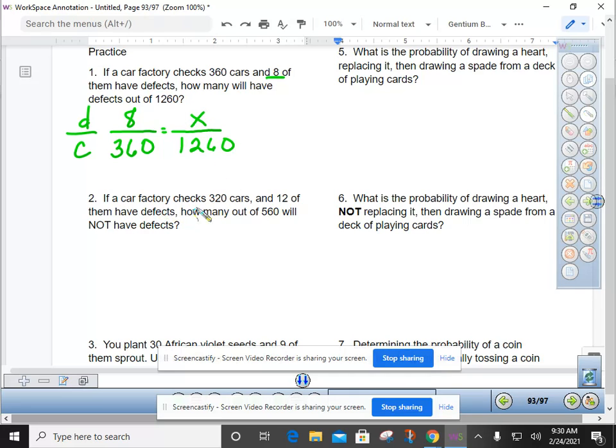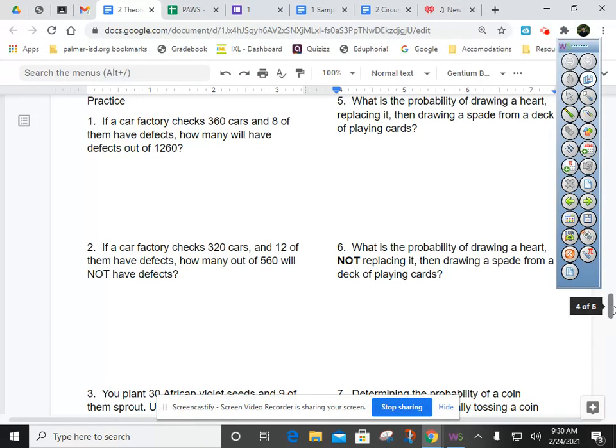Look at number 2. If a car factory checks 320 cars and 12 of them have defects, how many out of 560 will have defects? You're going to do the same thing. Okay? A lot of these go back to yesterday.